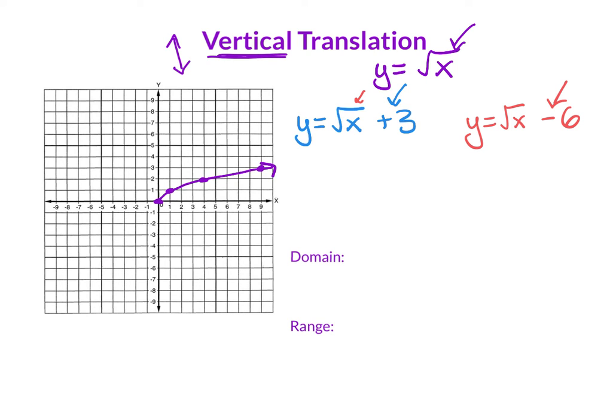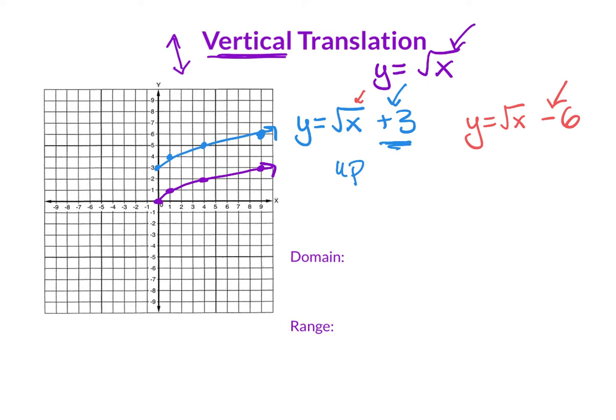So now when you are adding 3 outside of the square root, it's exactly what you would think. It moves it up. So we're going to take all of the points of the parent function and just move them up 3. 1, 2, 3. And there we go.